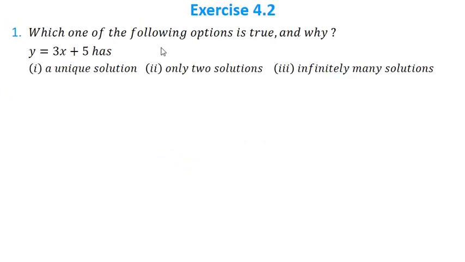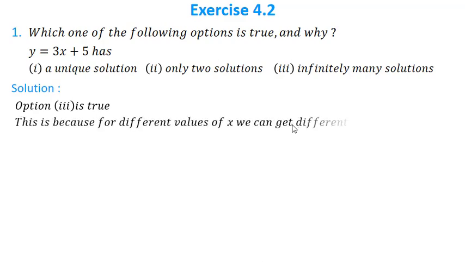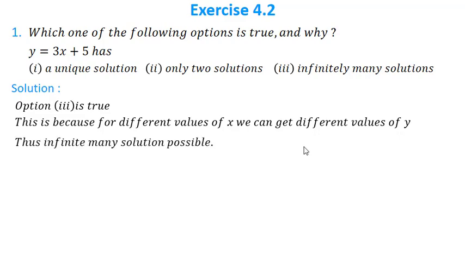Let us solve few problems. Question is which one of the following options is true and why? y equal to 3x plus 5 has a unique solution, only two solutions, infinitely many solutions. So just now we have discussed that when there is a linear equation in two variable, then it has got infinitely many solutions. So we say that option 3 is true. This is because for different values of x, we can get different values of y. Thus, infinitely many solutions are possible.